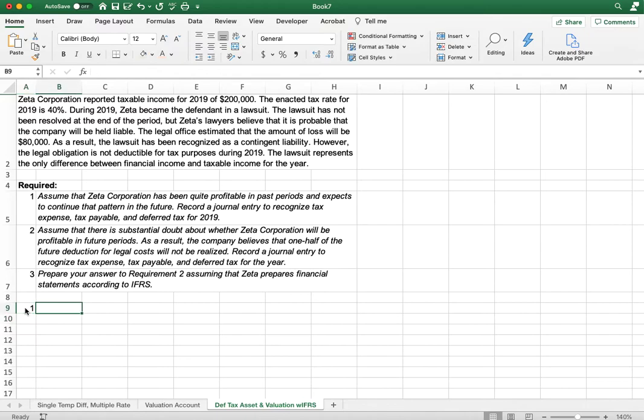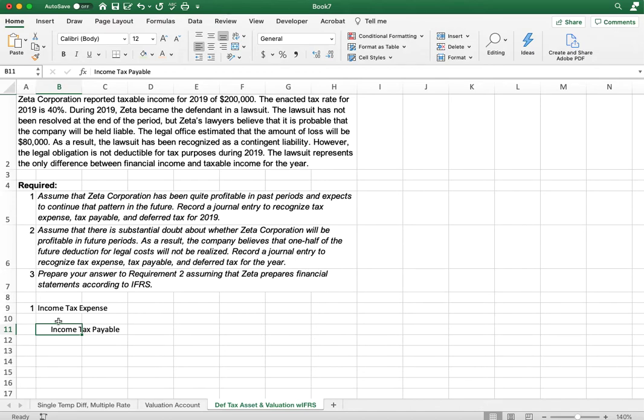And so in this situation, they're telling us that they've been profitable in the past periods and expect to continue it. In other words, saying we don't need to do a valuation of that deferred tax asset. And so for our journal entry, we're going to have income tax expense, and we're going to have income tax payable. And let's fill those two out first and then see if this middle one is going to be our deferred tax asset or deferred tax liability.